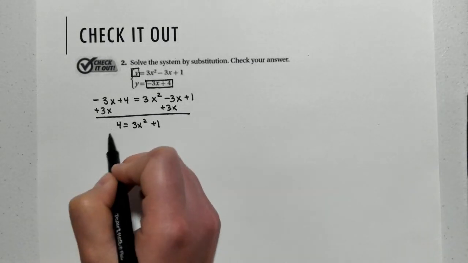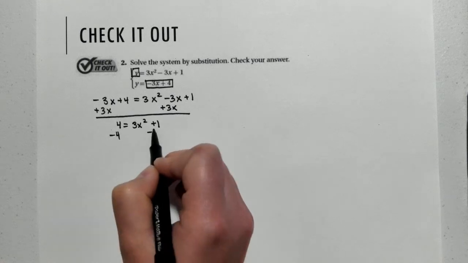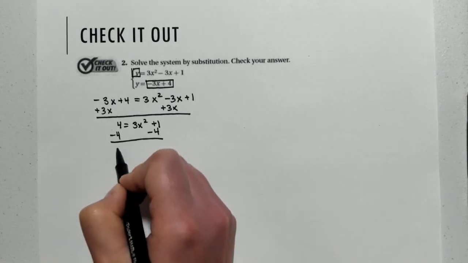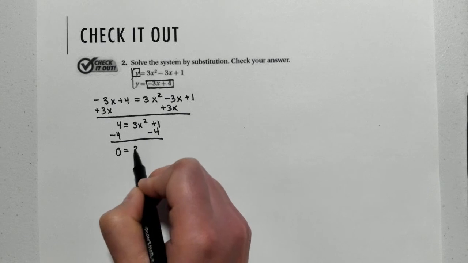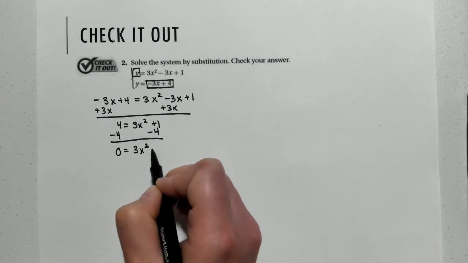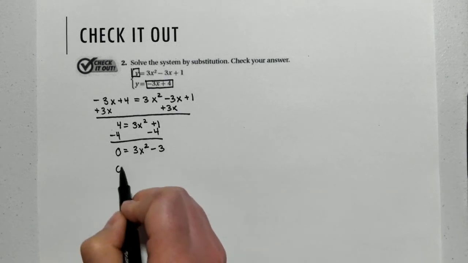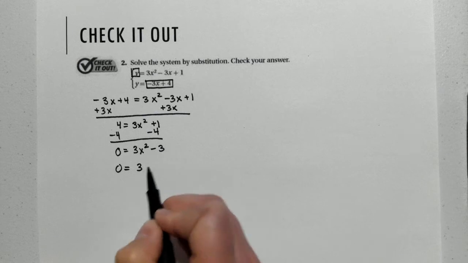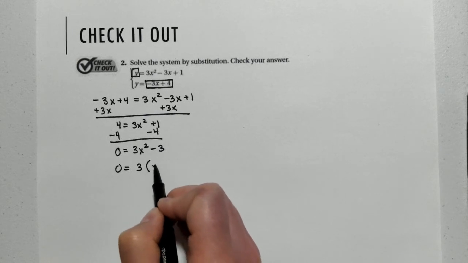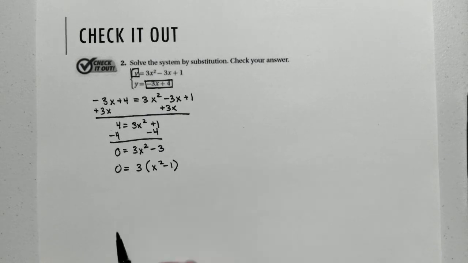So then I want to get 0 on this side, so I'm going to subtract 4 from both sides. 4 minus 4 is 0. So I get 3x squared. 1 minus 4 gives me negative 3. Then from here, the first thing you always do is look for a GCF. So I can pull out a 3. So I'm going to have 0 equals 3 times the quantity x squared minus 1.